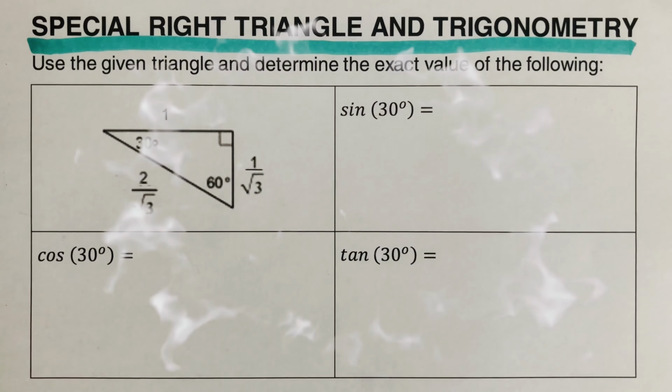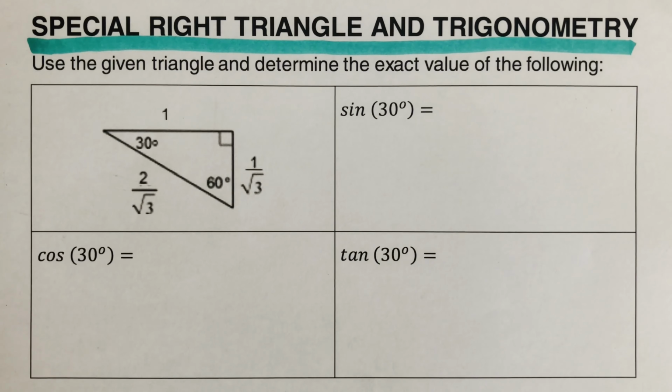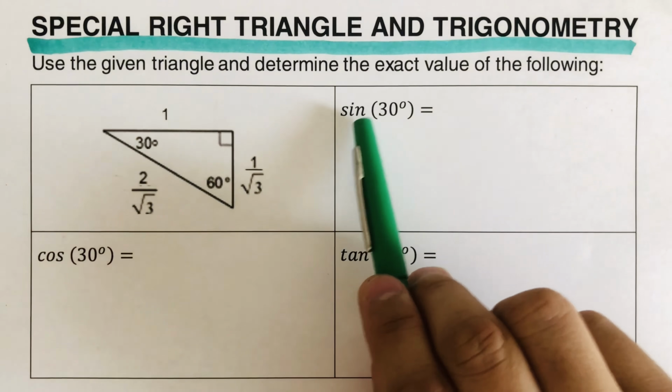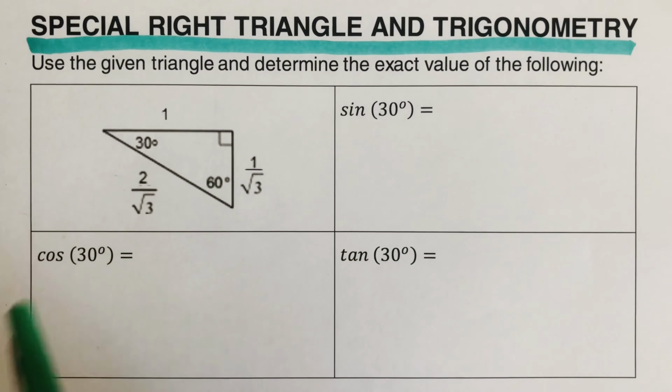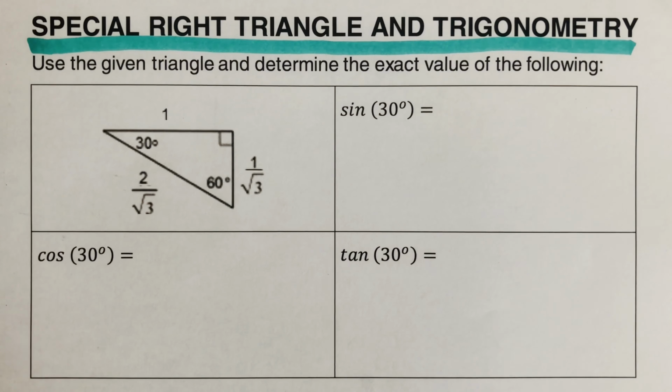Everyone, today we're going to cover special right triangles and trigonometry. We are going to determine the exact values for sine 30, tangent 30, and cosine 30. We're going to use the lesson from the previous section about how to find a side length or an angle using the sine ratio, tangent ratio, or cosine ratio.